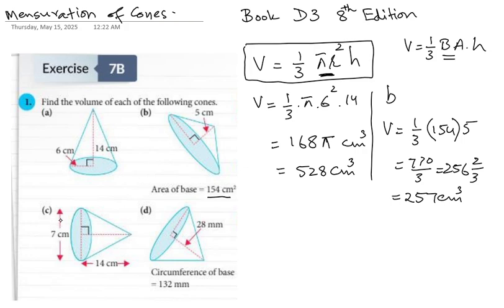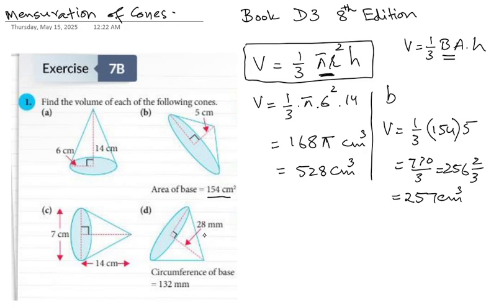In part C, I will not be solving this part C and D, it will just be explained like this. We are given the diameter of the base, so half of the diameter is the radius. So you have to use 3.5 as r, and height is given to be equal to 14 centimeters. So using 3.5 in place of r, and for h you will be writing 14 centimeters, you can easily solve.